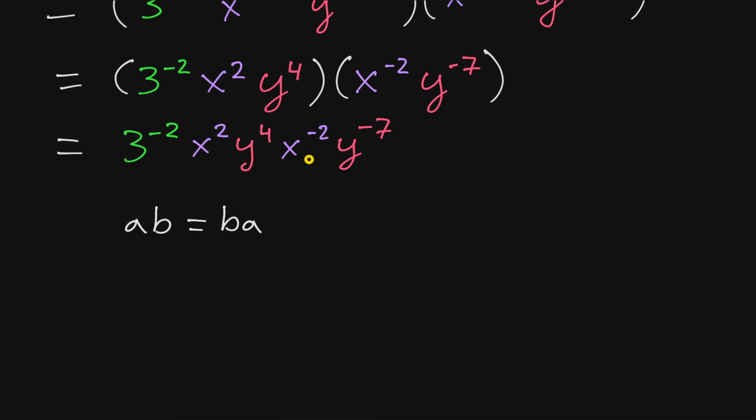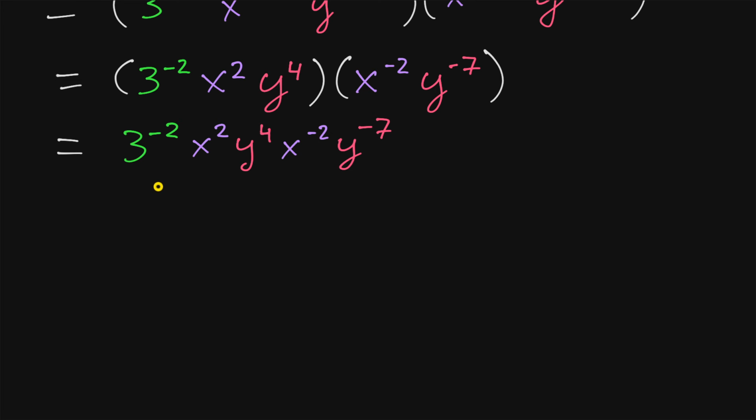Here we have 5 factors: 3 to the power of negative 2, x to the power of 2, y to the power of 4, x to the power of negative 2, and y to the power of negative 7. We can rearrange these however we want according to the commutative property of multiplication. So what would be a logical way in which we would want to rearrange this?